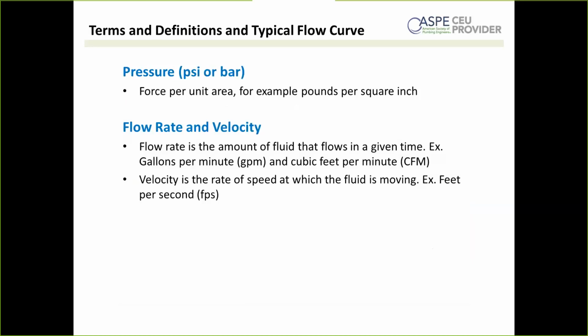There's also flow rate and velocity. Flow rate is the amount of fluid that goes through a pipe in a specific amount of time. We're going to use gallons per minute when we're talking today.